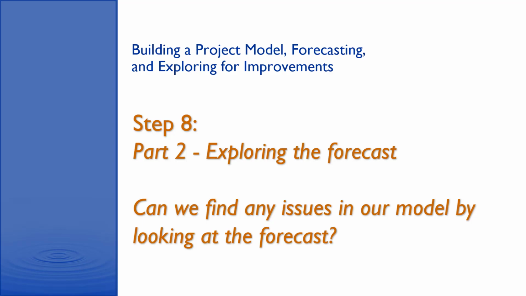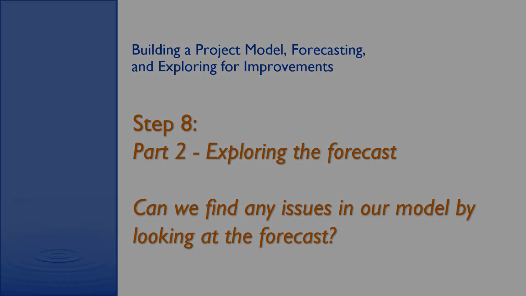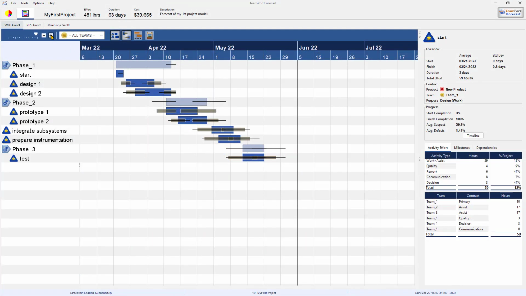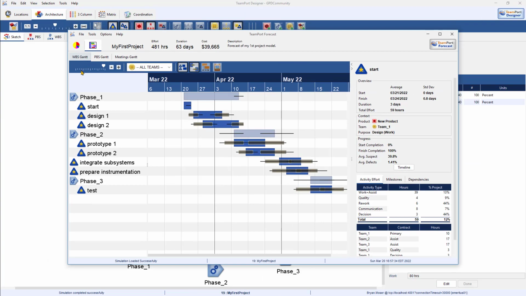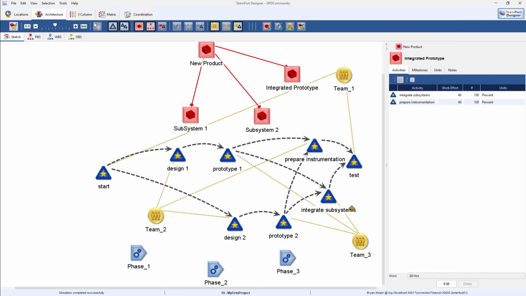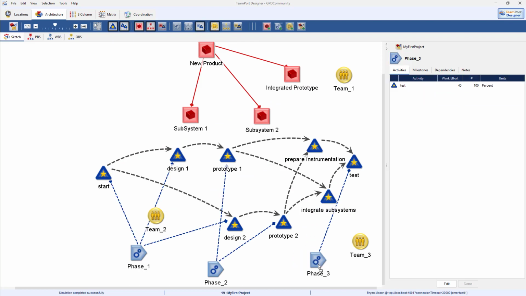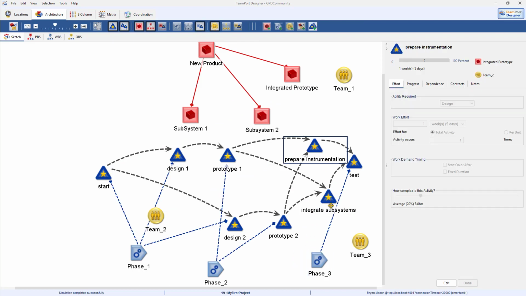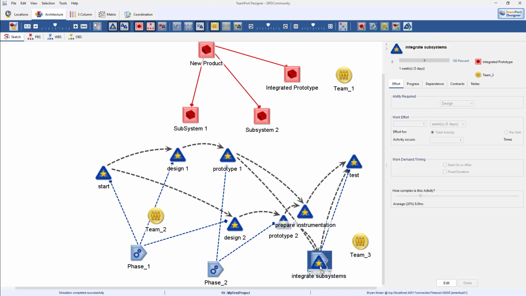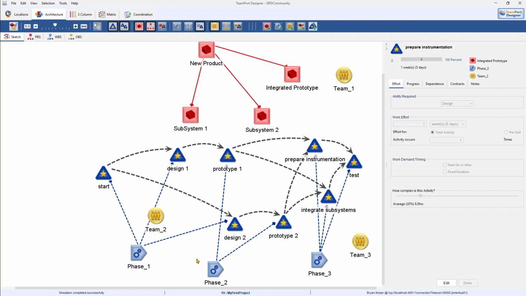Let's take a moment to look at our model to see if we can find any issues. Looking at the Gantt chart, on the left, in the work breakdown structure, I can see that the latest activities we added weren't part of the phase, or any phase. So going back to Designer and highlighting the WBS lines, I can see that prepare instrumentation and integrate subsystems are not in phase 3. Let's add them there. So now all activities are properly in the WBS.